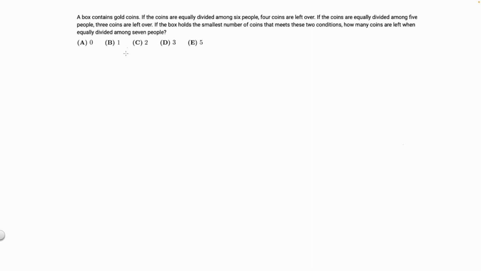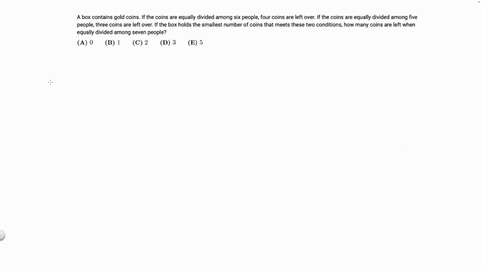A box contains gold coins. If the coins are equally divided among 6 people, 4 coins are left over. If the coins are equally divided among 5 people, 3 coins are left over. If the box holds the smallest number of coins that meet these two conditions, how many coins are left over when equally divided among 7 people?